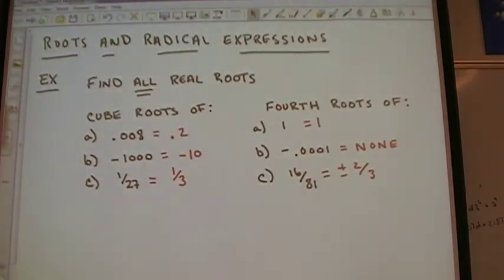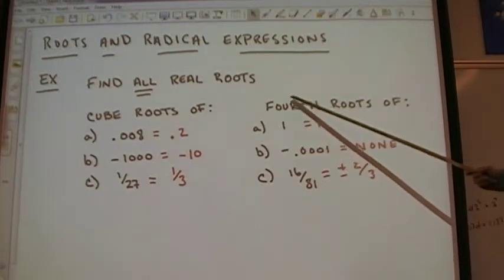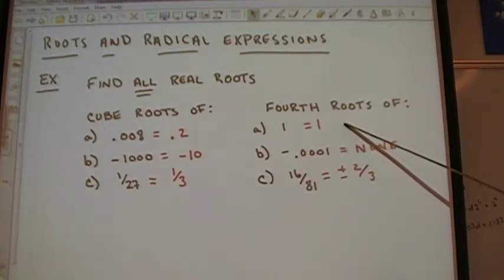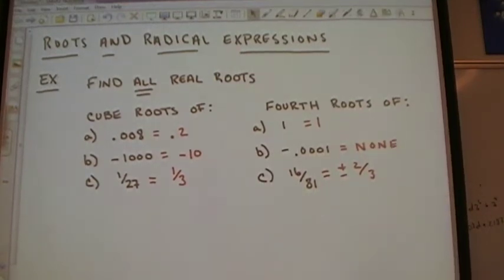Next, negative 1,000. You should know that without typing it in. It is negative 10, because negative 10 times negative 10 times negative 10 is negative 1,000. Same thing with 1 over 27. The cube root of 1 is 1. Cube root of 27 is 3. Okay? Fourth roots. Fourth root of 1 is 1, because 1 times 1 times 1 times 1 is 1.